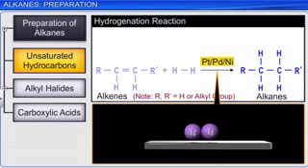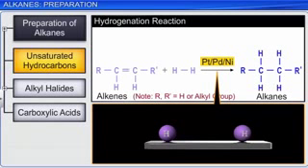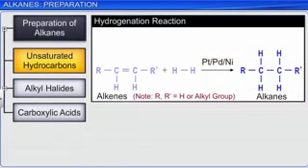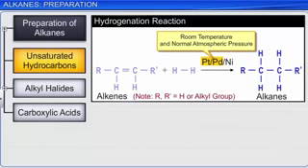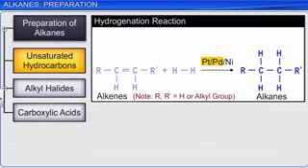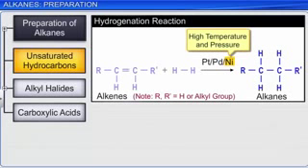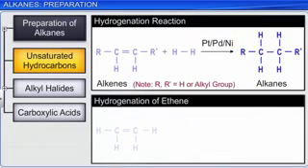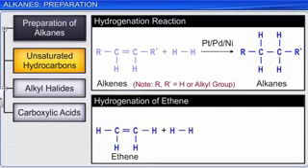The surface of these metals absorbs hydrogen gas and activates the hydrogen-hydrogen bond. The reaction using platinum and palladium can be catalyzed at room temperature. However, the reaction using nickel as a catalyst requires relatively higher temperature and pressure. For example, ethene on hydrogenation in the presence of catalysts such as finely divided platinum, palladium, or nickel gives ethane.